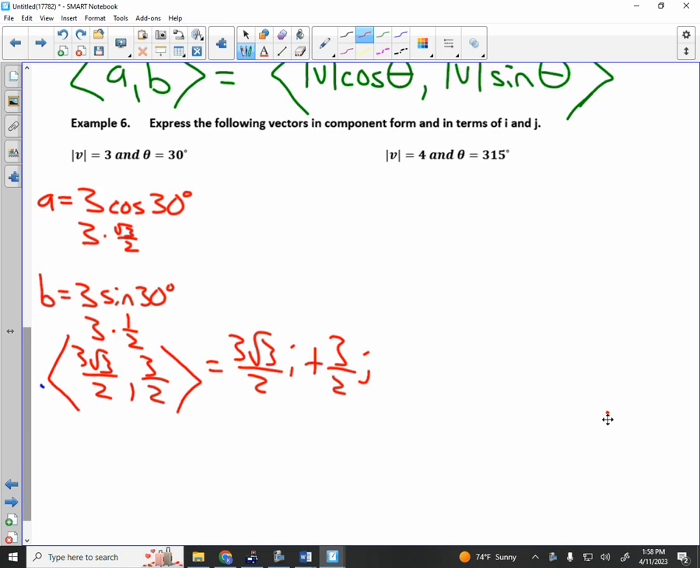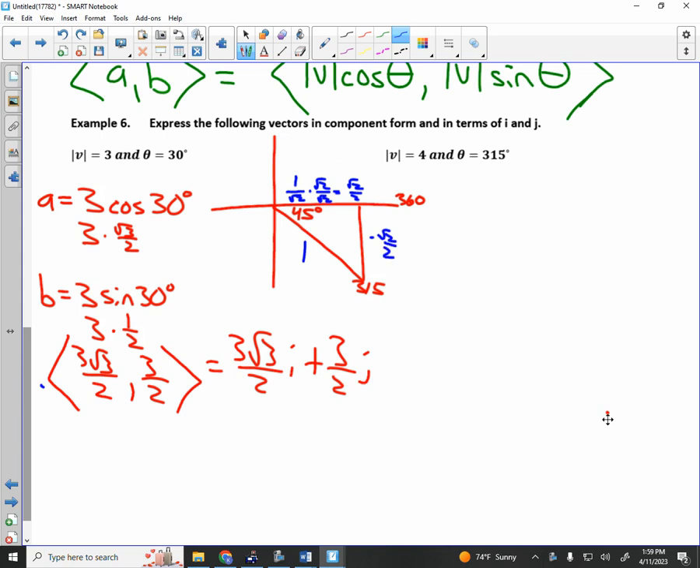Caitlin is looking at 315 degrees, and she recognizes that it is going to be a 45-degree reference angle, right? Because 360 to 315, that's 45 degrees. In the unit circle, the radius is always 1. And to go to the other side, we divide by the root of 2. So 1 over the root of 2, which when you multiply top and bottom by the root of 2, you get root of 2 over 2. And this is negative root of 2 over 2. So those are our terminal points.